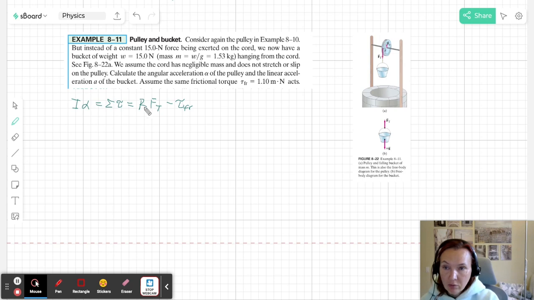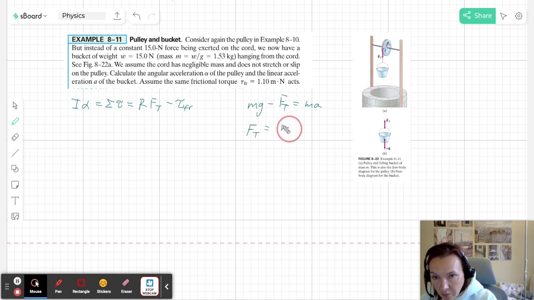Now we don't know what this force, Ft, is, but from Newton's second law we know that mg minus Ft, if you look at this diagram, has to be equal to ma, right? And from here Ft will be equal to mg minus ma, similar to the other Newton's second law problems in physics.